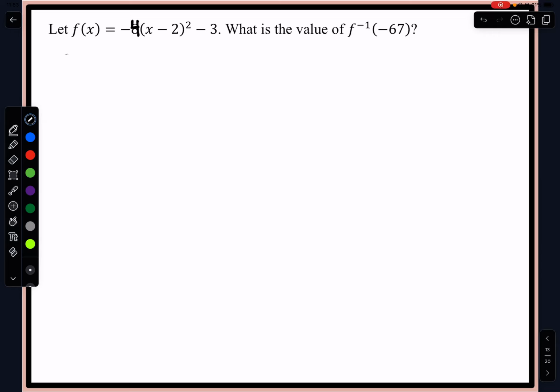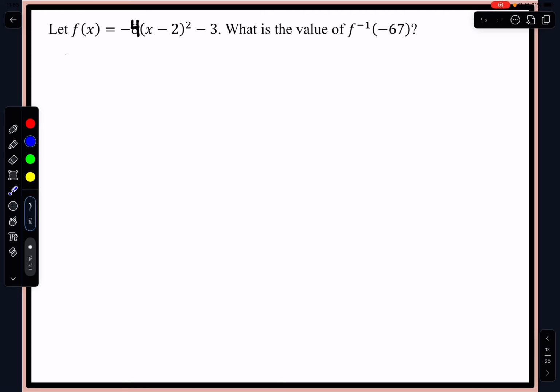In this example, we have the function f of x defined as -4 times (x minus 2) to the second power, minus 3. Our objective here is to find the value of the inverse, not the function, the inverse at -67. So we're not going to plug this -67 into the x. We want to plug it into the inverse of f.